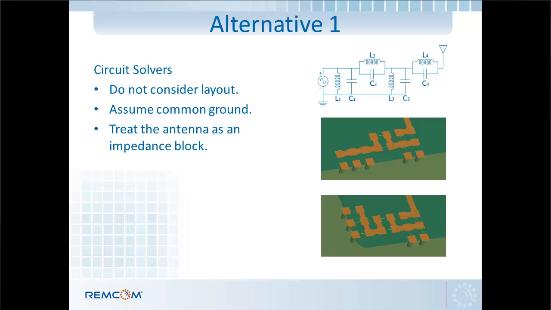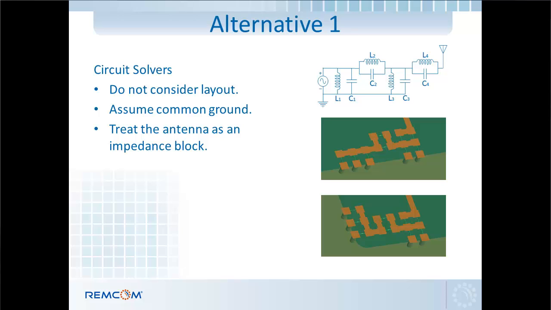Additionally, the circuit solver doesn't account for a common ground. It assumes a common ground. So you can see in the schematic everything's connected, but in the bottom, the ground may be variable, or you can't really consider it as an ideal common ground across all of the grounding components.